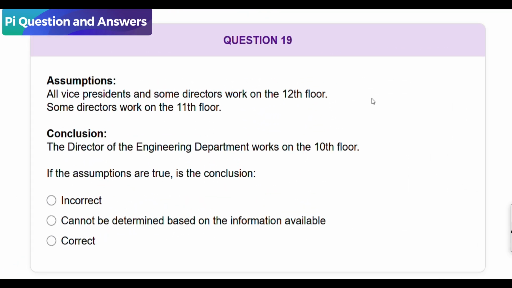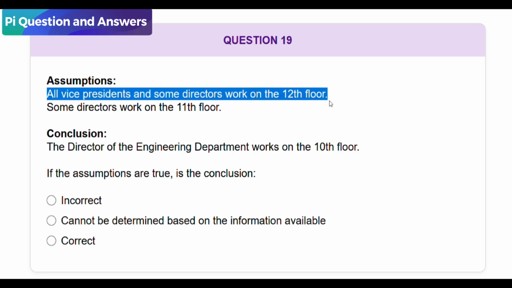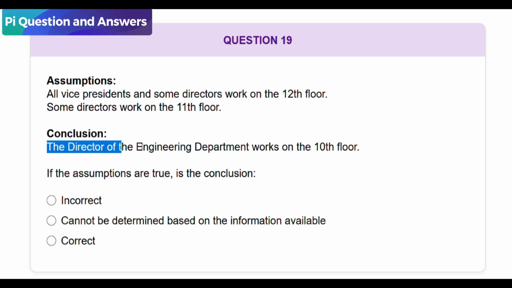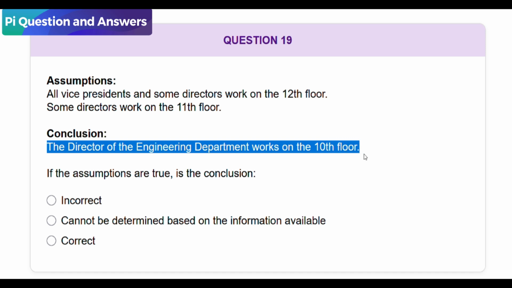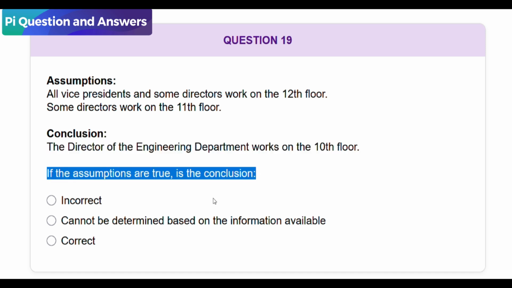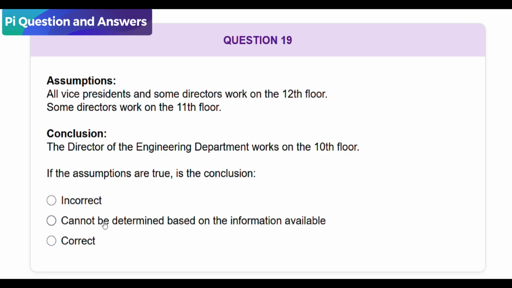Question 19. Assumptions: all vice presidents and some directors work on the 12th floor. Some directors work on the 11th floor. Conclusion: the director of the engineering department works on the 10th floor. If the assumptions are true, is the conclusion incorrect, cannot be determined based on the information available, or correct?